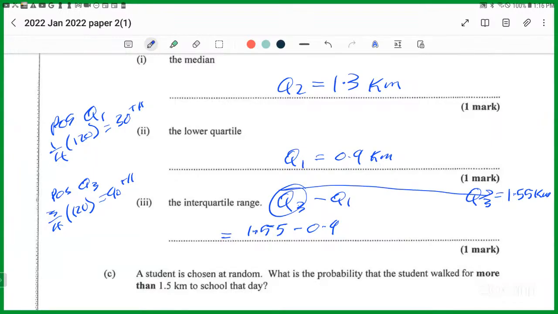1.55 is Q3, 0.9 is Q1. So that is 0.65 kilometers, the interquartile range distance.